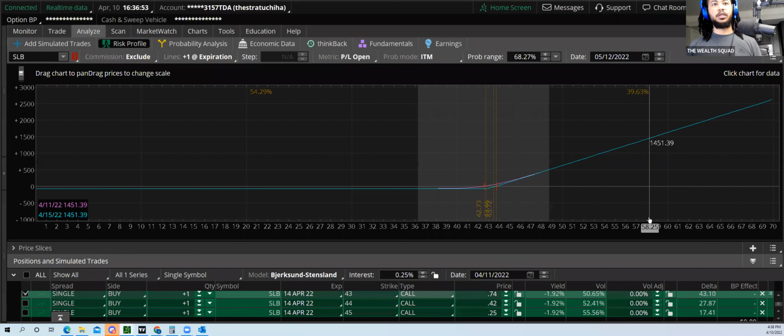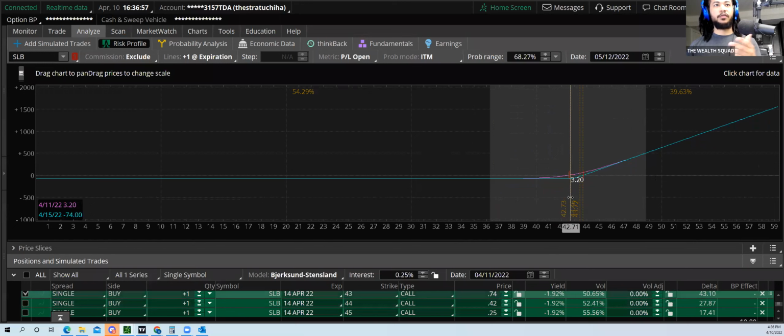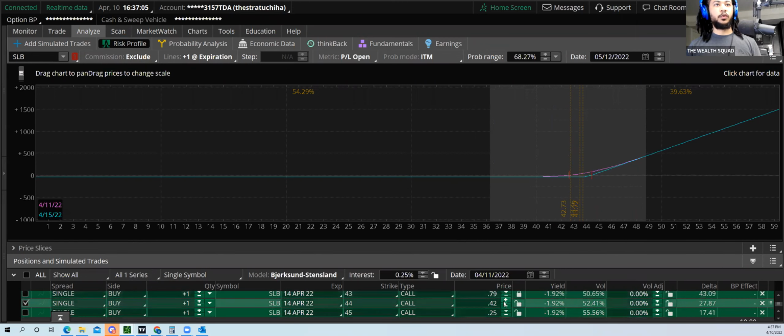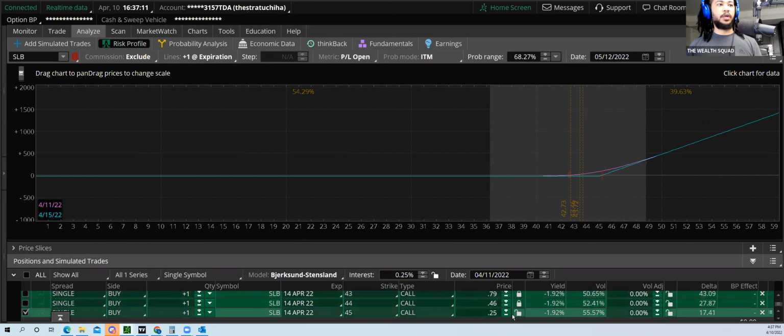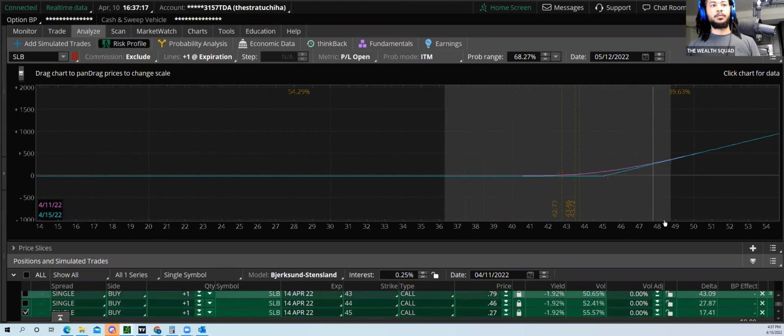Now, what I'm going to do is set all of them up to have the entry, like what it would be at 42.73. So for the 43, 0.79. I'll unclick it, click the next one, 44. That's what it costs at that entry. And then unclick that, click the 45. Boom. So those are the cost basis.